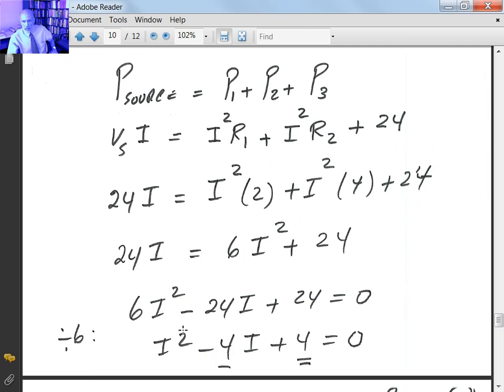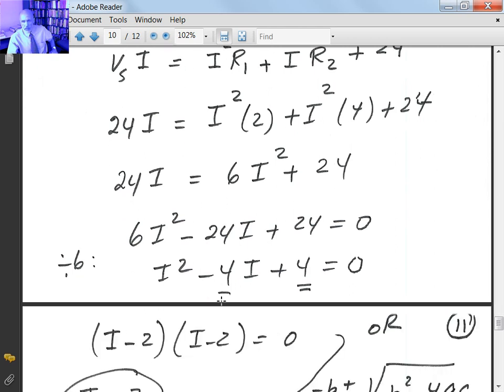When you do that, you always make the coefficient of the highest power, in this case the second power, equal to 1. So divide both sides of the equation by 6. 24 divided by 6 is minus 4. 24 divided by 4, divided by 6, is 4. Now you get a quadratic.